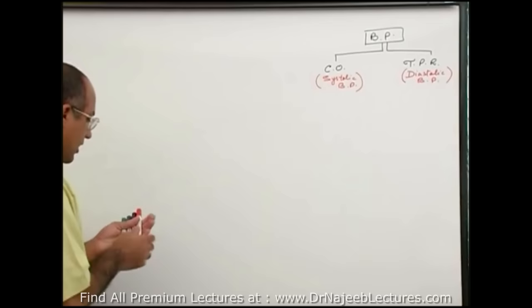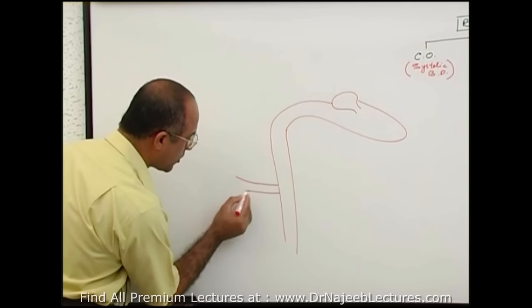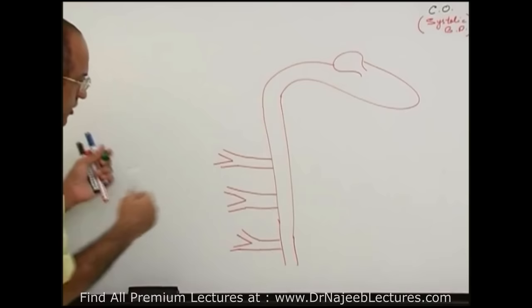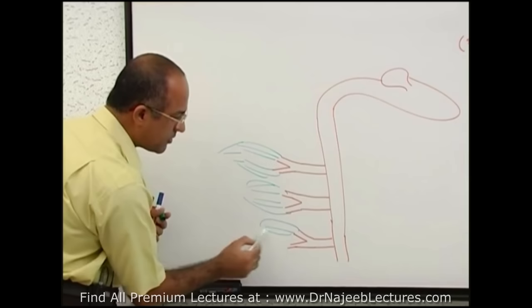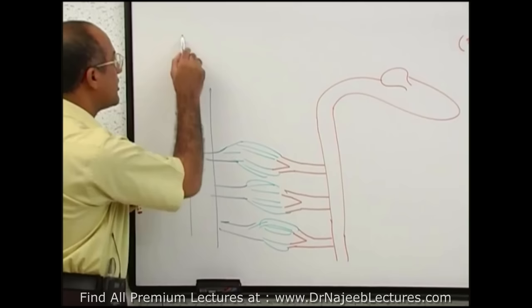Now, let's suppose this is your left ventricle, right? And this is your aorta or major artery. And here are arteries, and arteries are eventually dividing into arterioles. Is that right? Now, here is your, what are these? These are your capillaries, isn't it? These are your capillaries, capillary beds. And here is your venous drainage, venules, and eventually the venous system going back to the right heart.